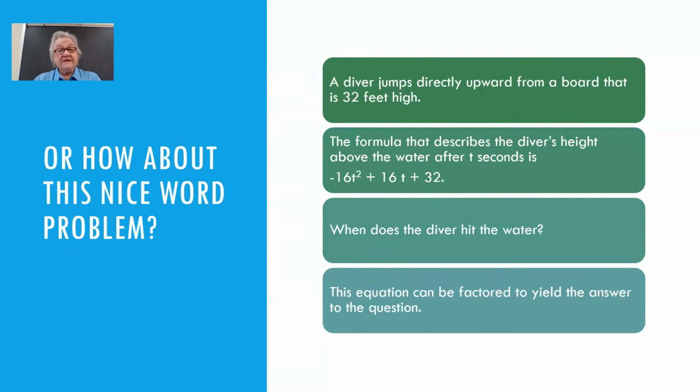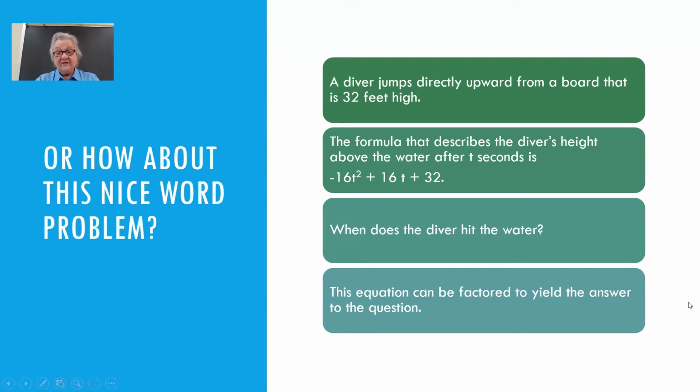Here's one. How about a nice word problem? I know you all love word problems. A diver jumps directly upward from a diving board that's 32 feet high. My, that looks high to me. I wouldn't want to do that. But anyway, the formula that describes the diver's height above the water after t seconds is this.